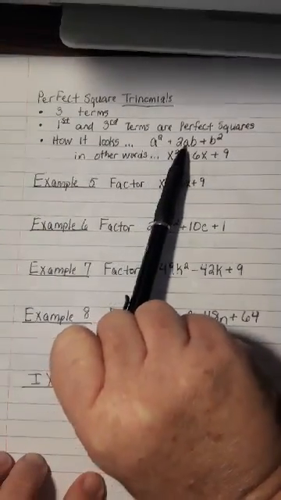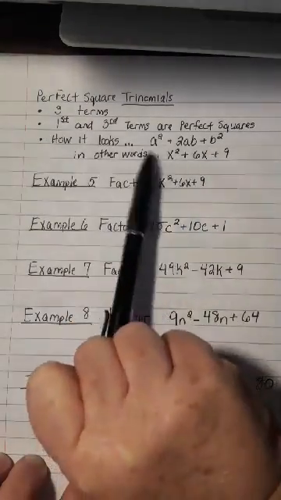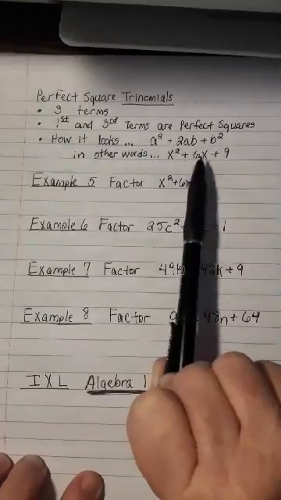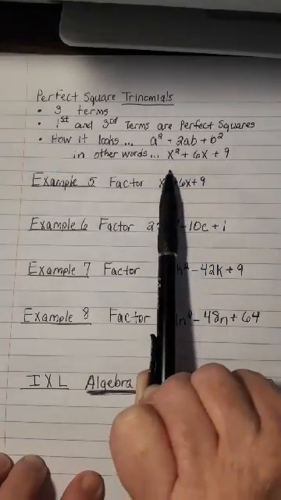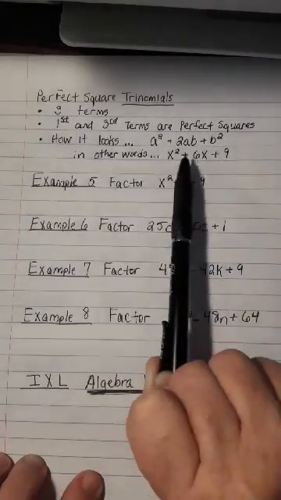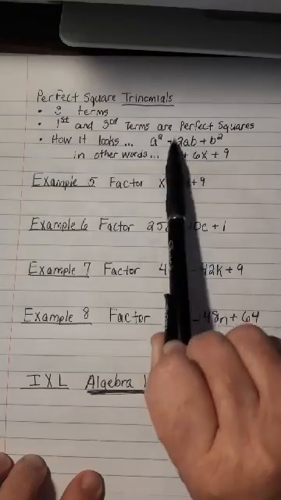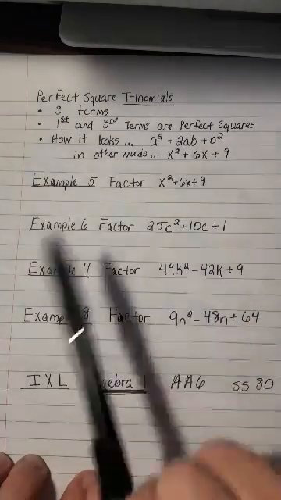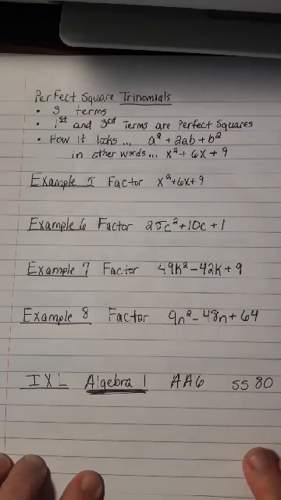Okay, this is how it looks. A squared plus 2ab plus b squared. In other words, using a real problem, it looks like this. X squared plus 6x plus 9. Because the first term is a perfect square and the last term is a perfect square. Now, this middle, you'll see where that comes into play, the 2ab. I'm going to show you where that comes into play when we're working out these examples. Okay, example 5.